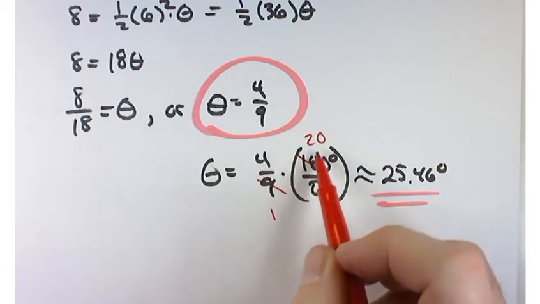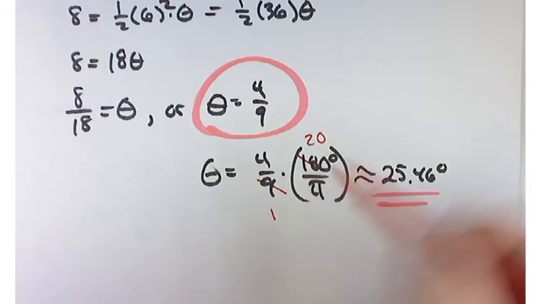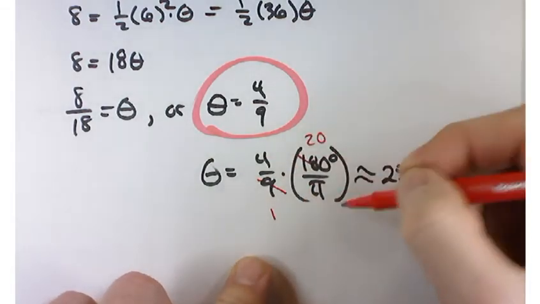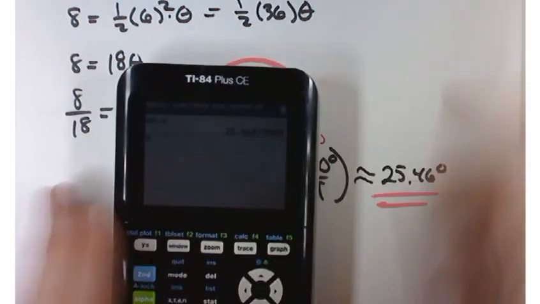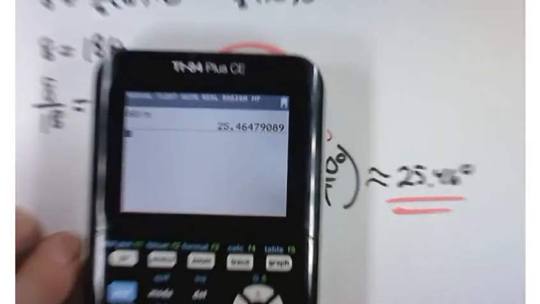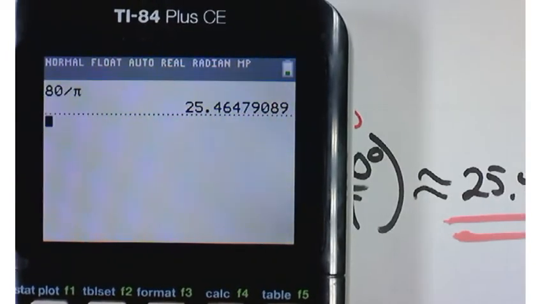4 times 20 is 80. So you end up with 80 over pi. And if you noticed, when I calculated that on my calculator, that's exactly what I typed in. It's 80 over pi. So I really appreciate the questions. They're helpful to me, and they're helpful for the video, so please keep them coming.